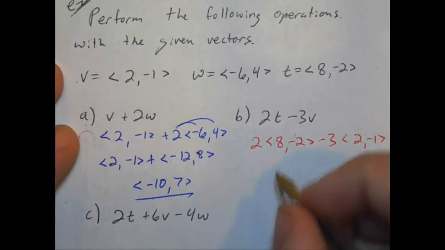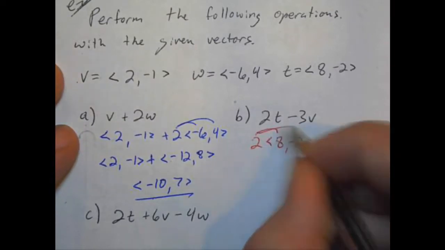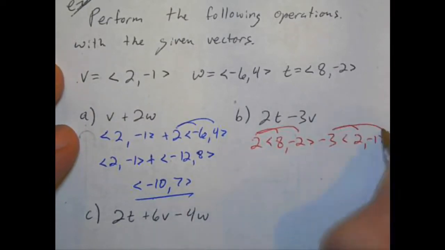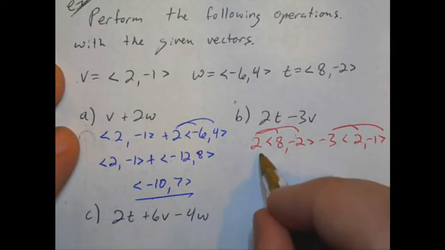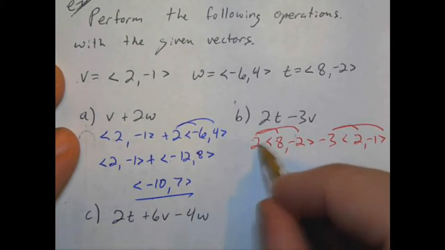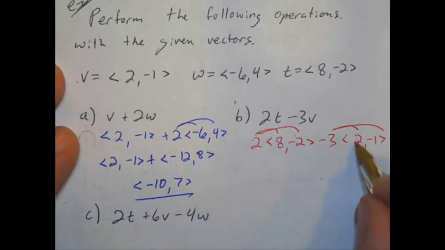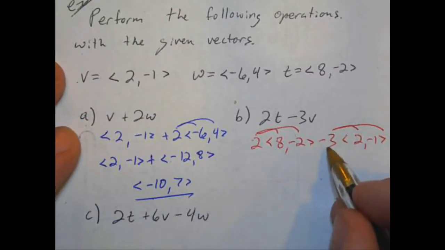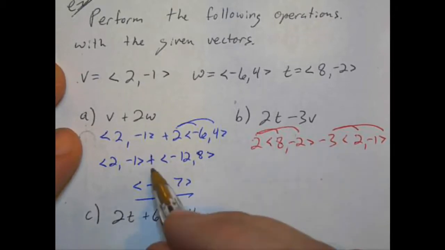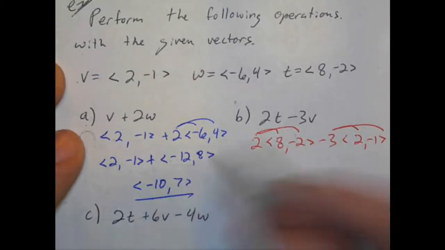Yes, perfect. So again, I'm going to distribute the numbers in front, so 2 times 8, 2 times negative 2, and then negative 3 times 2, and negative 3 times negative 1. You don't have to distribute the negative with it. I like to because it will make this positive, so then I'm just adding the x's and adding the y's like we did in the last one. You'll kind of see how that works.